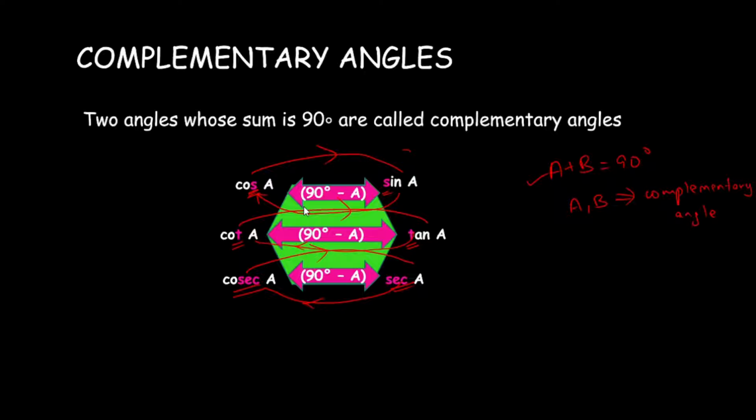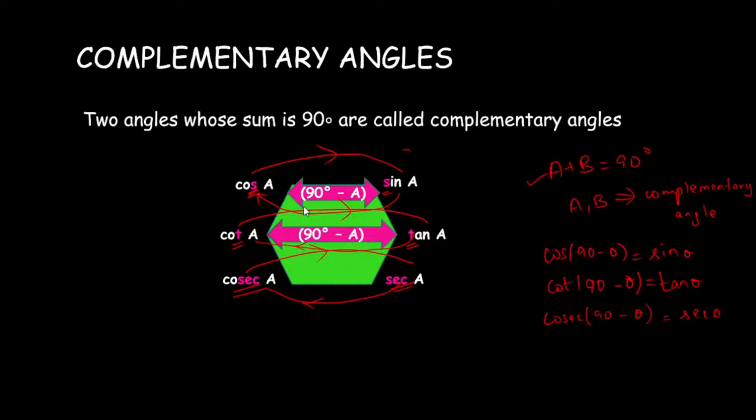The identities are: cos of 90 minus theta is sine theta, cot of 90 minus theta is tan theta, and cosecant of 90 minus theta is secant theta. These are the identities you have to remember to solve the upcoming problems.